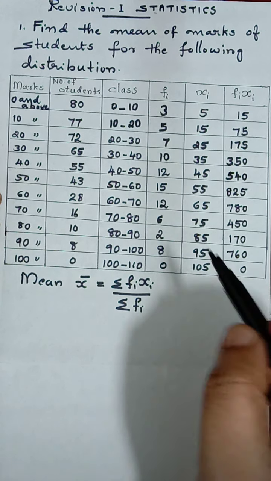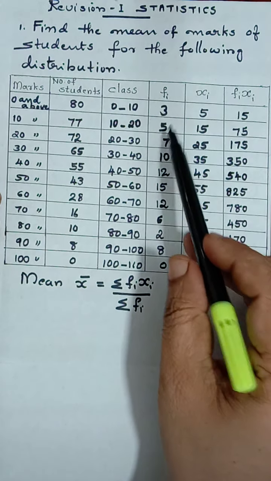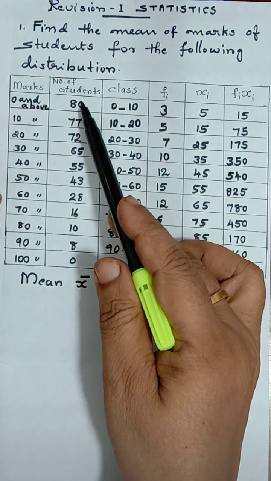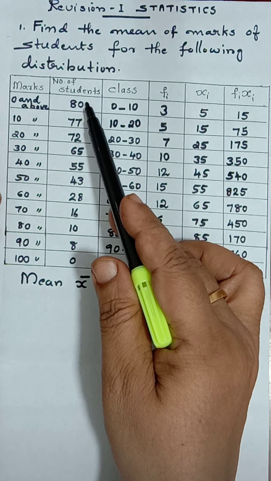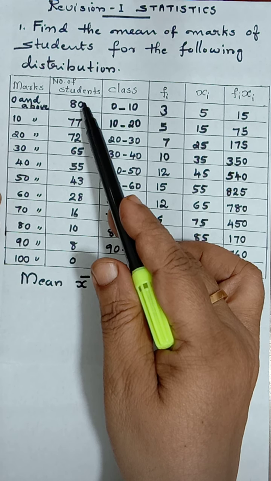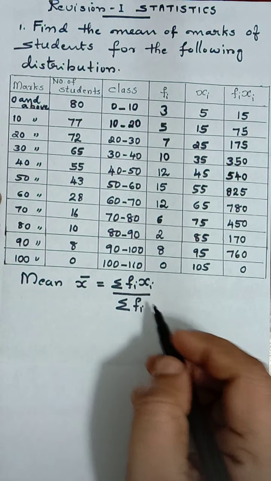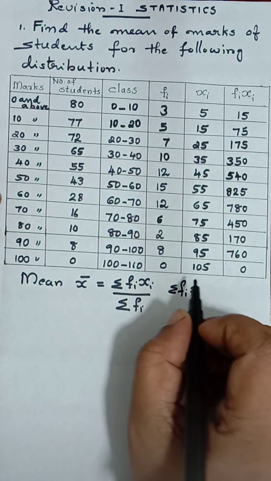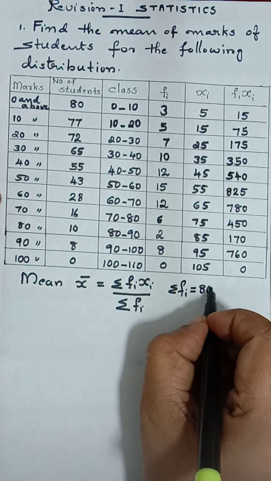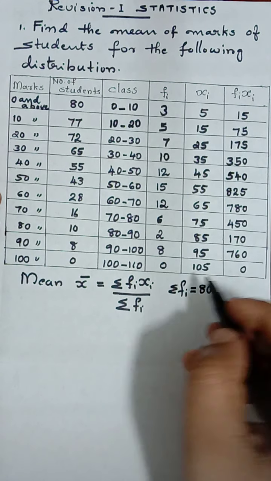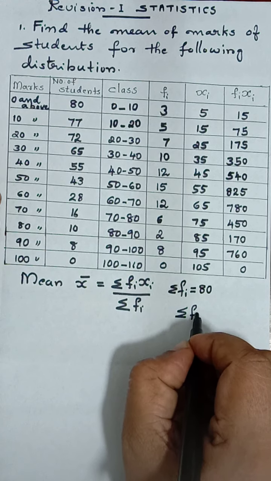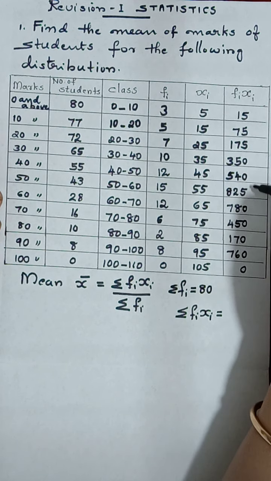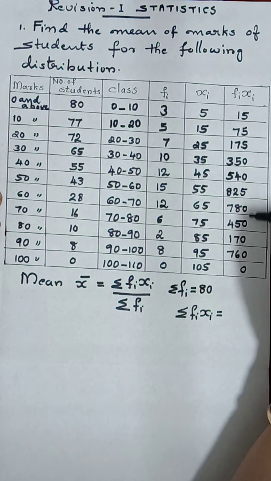So we are going to write what is sigma Fi, that is the total of this. It is understood that since it is CF column, the last number, biggest number is the sigma Fi, or we will call it as n. Sigma Fi is also called as n. Sigma Fi is equal to total number of students, we have 80. Sigma Fi xi, Fi into xi. We have got the sigma Fi xi as the sum of all this. We have to add all these values.